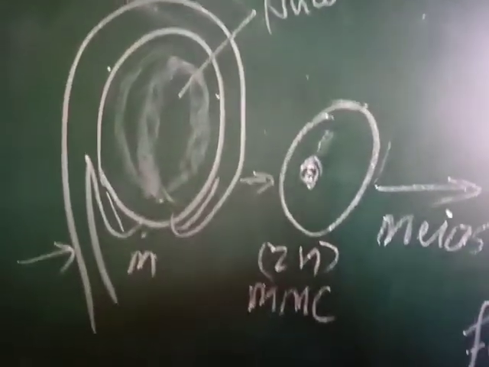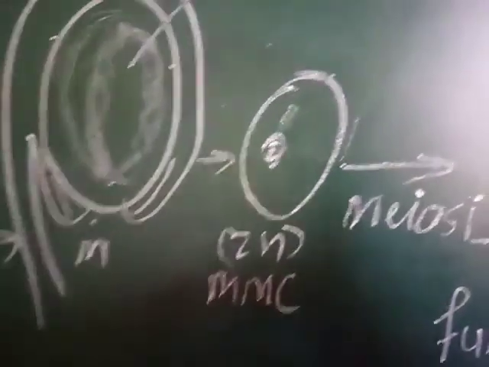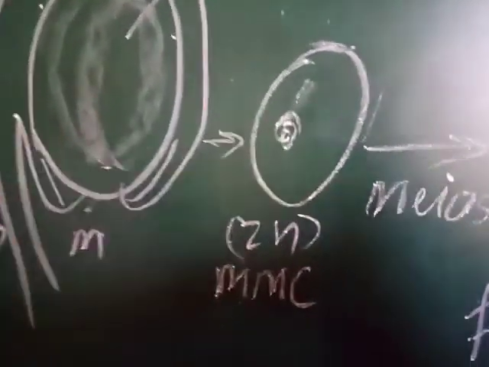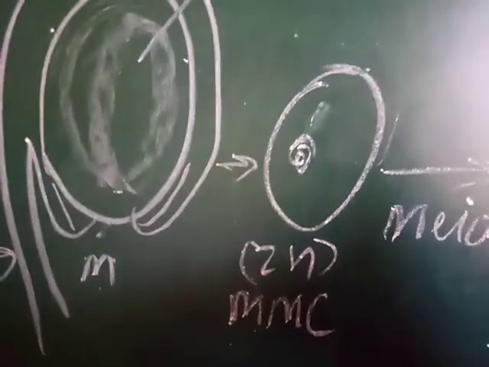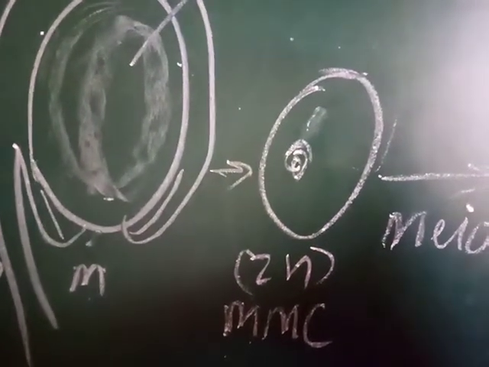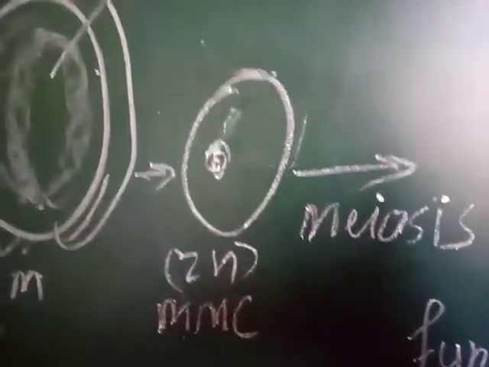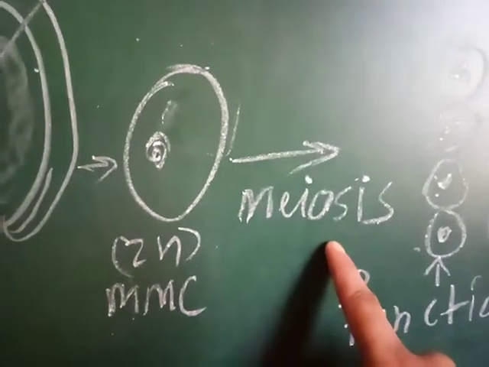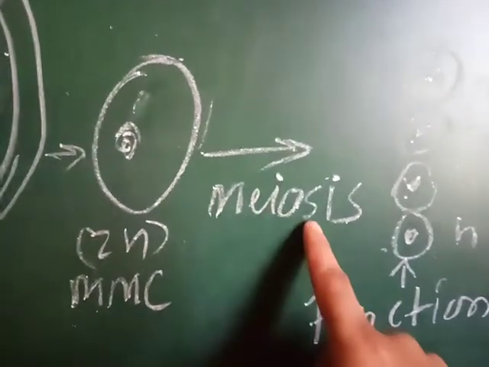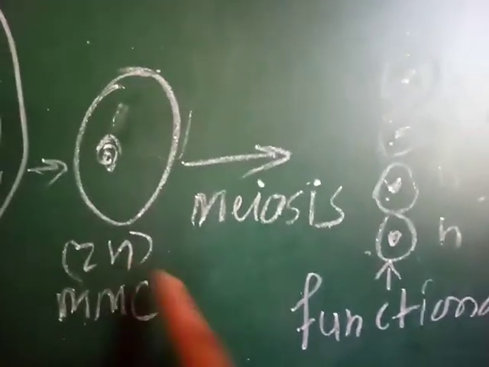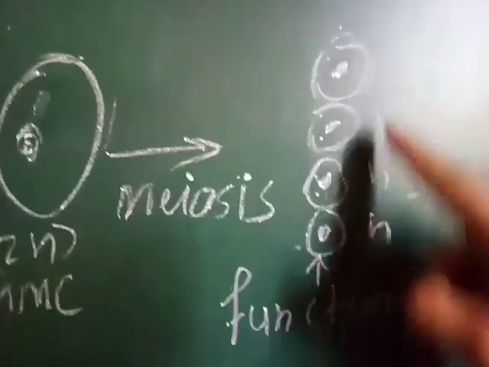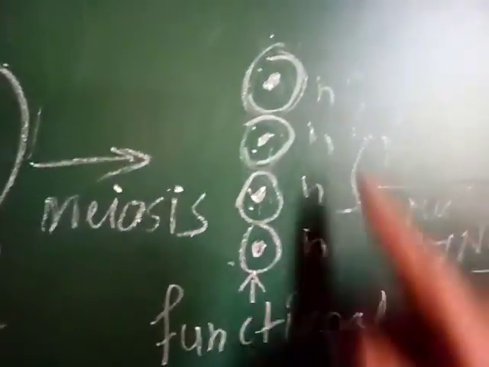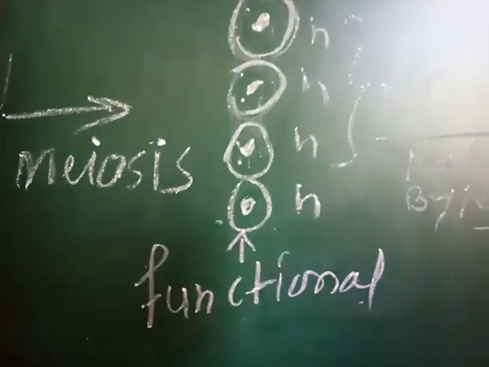Here this functional MMC, that is the megaspore mother cell, which is a diploid cell, is present inside the ovule, that is in the nucellus, and this diploid MMC undergoes meiosis, and we know that meiosis is a reductional division. So one diploid cell, the megaspore mother cell, will form the linear tetrad. Why is it called a tetrad? It will form 4 haploid cells. Haploid means half set.